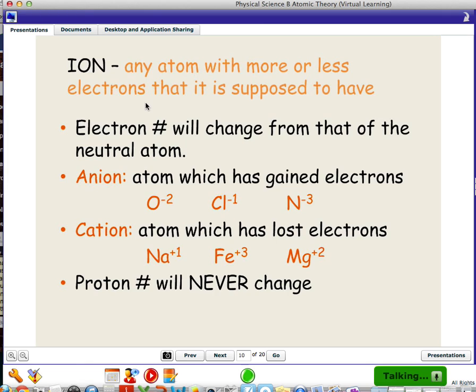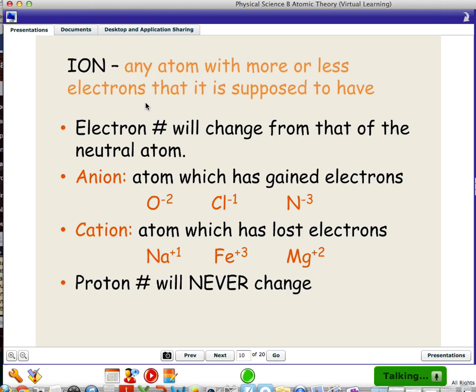Although the spelling looks a little strange, they are actually pronounced, the first one is pronounced an-ion. So think of it with a hyphen between the N and the I. An anion is something that has a negative charge, which means that it has more electrons than it does protons. So it's gained electrons.